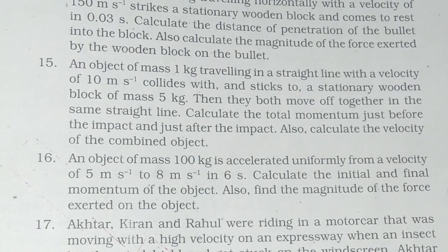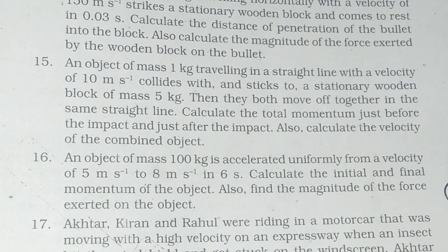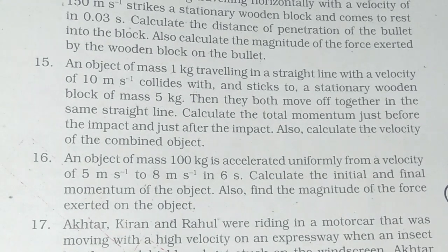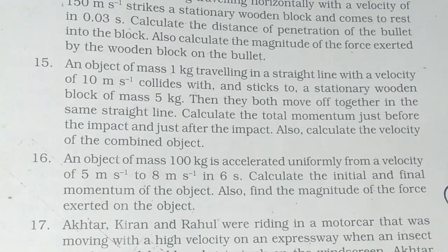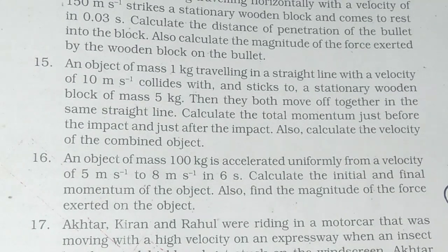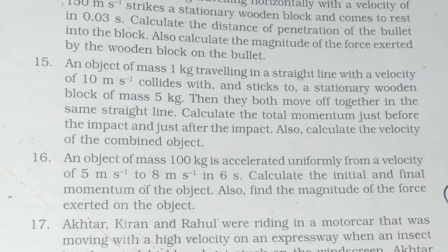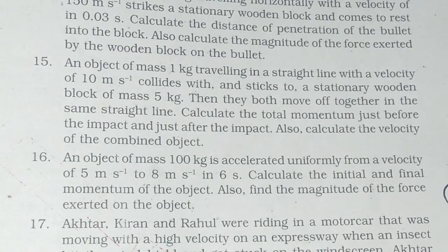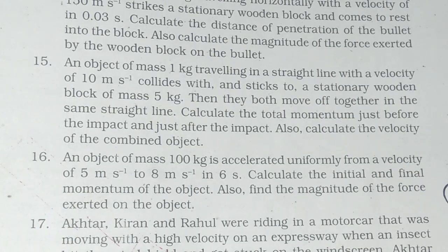So we have to continue with our 16th question. An object of mass 100 kg is accelerated uniformly from a velocity of 5 meters per second to 8 meters per second in 6 seconds. Calculate the initial and final momentum of that object. Also, find the magnitude of the force exerted on that object. So here we are going to find out three things, children: initial momentum, final momentum and force. These three values we have to find out. So what to do? We'll see in the solution part.